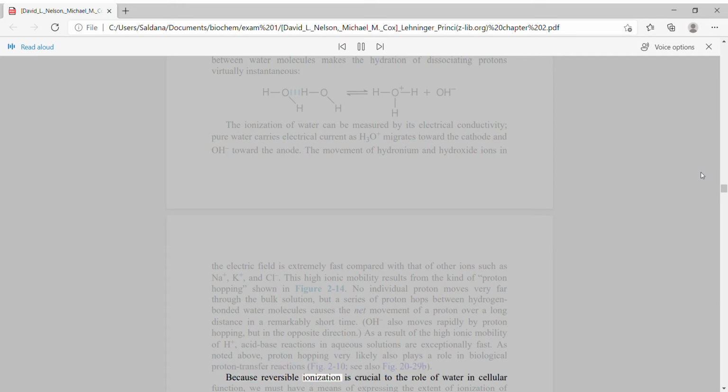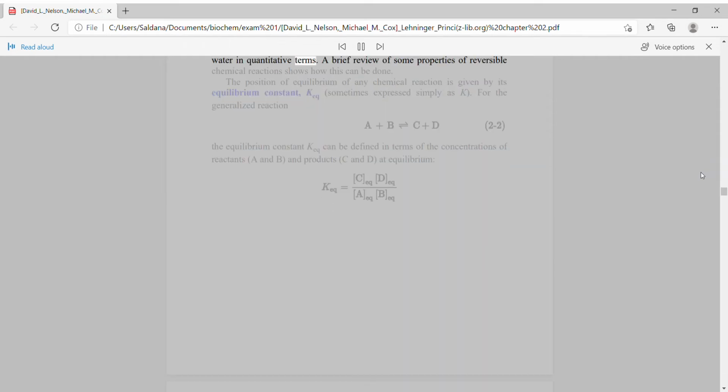Because reversible ionization is crucial to the role of water in cellular function, we must have a means of expressing the extent of ionization of water in quantitative terms. A brief review of some properties of reversible chemical reactions shows how this can be done. The position of equilibrium of any chemical reaction is given by its equilibrium constant, Keq, sometimes expressed simply as K. For the generalized reaction, the equilibrium constant Keq can be defined in terms of the concentrations of reactants, A and B, and products, C and D, at equilibrium.